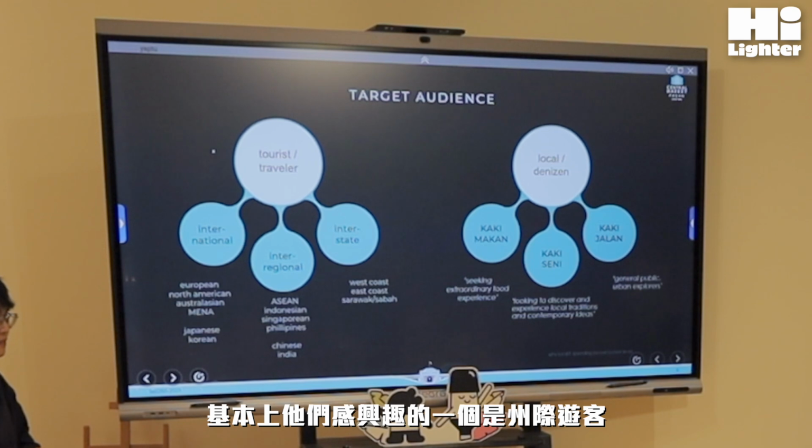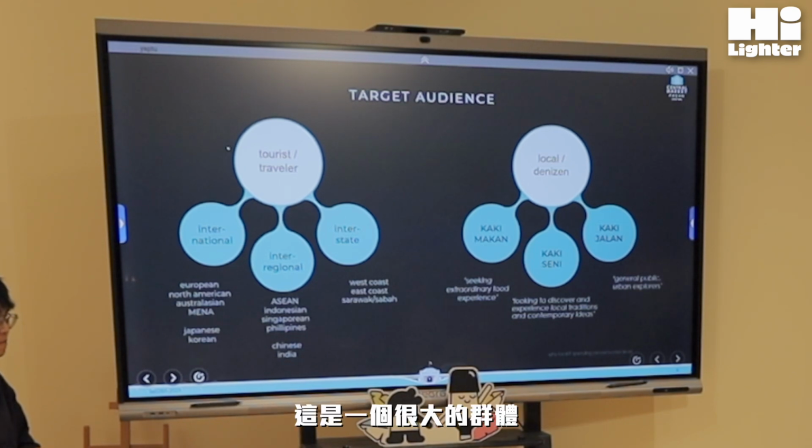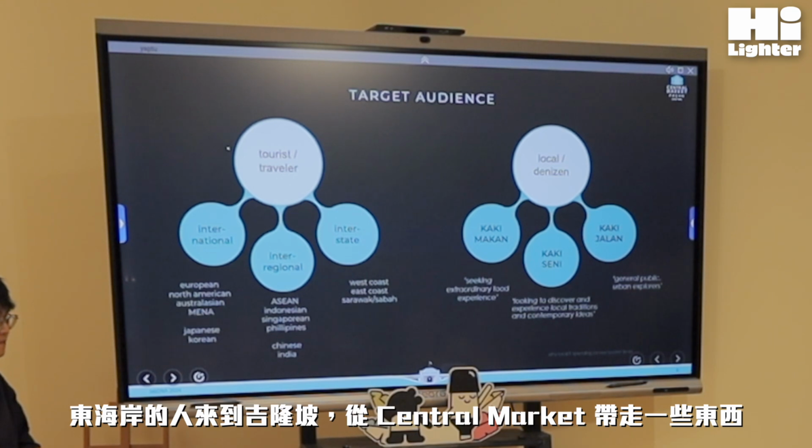Target audience is usually local and tourists. So even for the tourists, we dissect them into very specific groups, because each group has a very different palate, basically what they're into. One is the interstate, which is a big group because there are people from Sabah, Sarawak and the East Coast coming to KL, picking up something from Central Market.